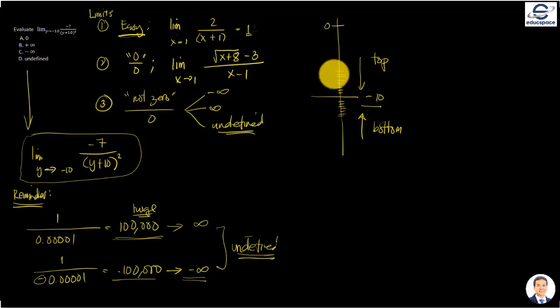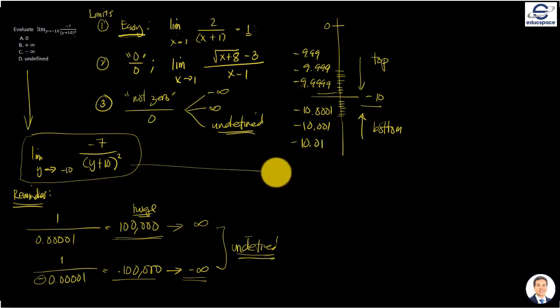And what are these numbers? So this can be -9.9999, or -9.999, or -9.99, etc. And here from the bottom, what are the values that will approach -10 in this direction towards upward? So we can have here -10.001, or -10.01, etc. So we can test this according to this scenario.